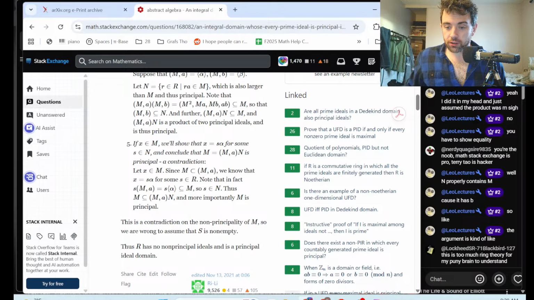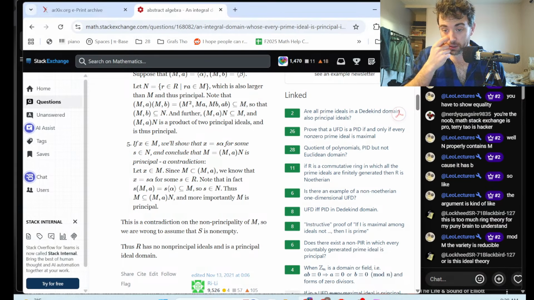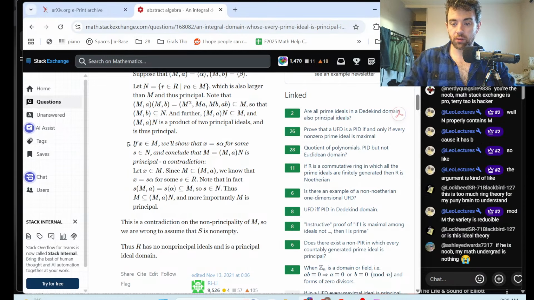This is too much ring theory for your puny brain to understand. I don't think that's true, Luck. I think you could understand every step of this. I mean, ideal theory is like ring theory, and it's all kind of the same.